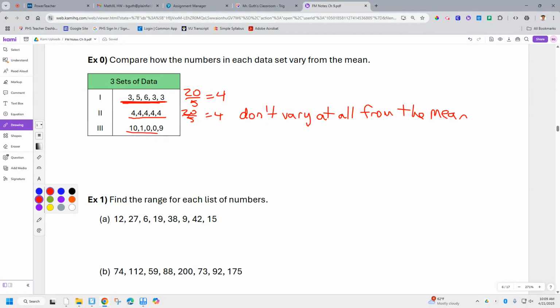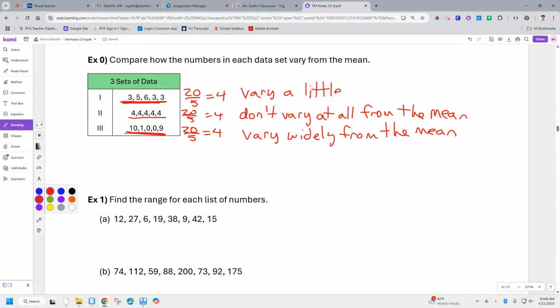Look at the last data set, the third data set. 10 plus 1 plus 9, that's 20 over 5. The mean of these numbers is 4. But you're supposed to notice that these numbers vary a lot more from the mean. They're different from the mean. So we'll say they vary widely from the mean. And the numbers in that first set vary a little from the mean.